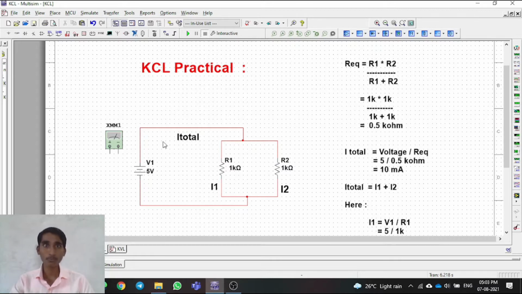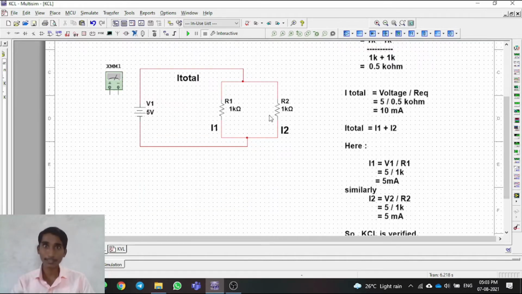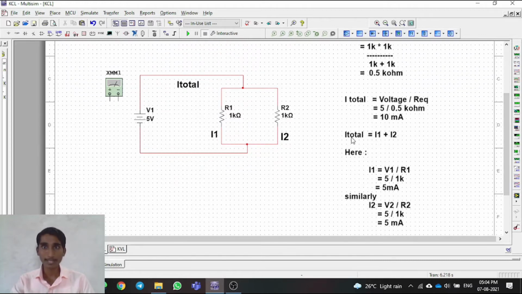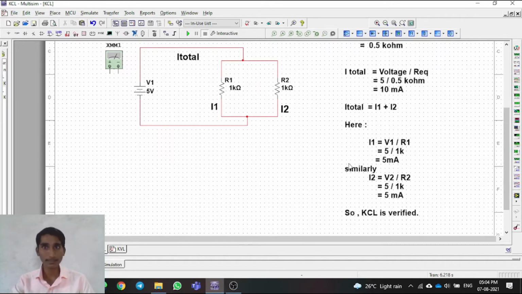So we know the total current flowing in the circuit will be 10 milliamps. Then what does Kirchhoff's current law say? The algebraic sum of all the currents at a node will be 0. Meaning, the current incoming to the node will be equal to the current outgoing from the node. So here the incoming current to the node, this is our node, is I total, and the outgoing currents are I1 and I2. So our KCL states that I total will be I1 plus I2.